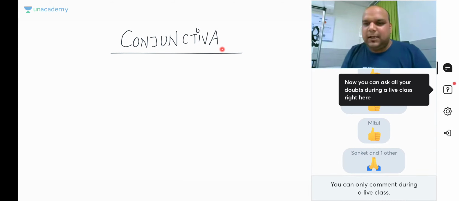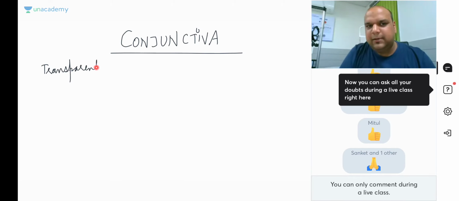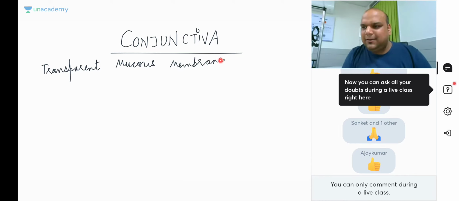Okay, guys, brilliant. So let's start with our next chapter, and that is conjunctiva. Now, what is conjunctiva? It is a transparent mucous membrane, which is lining my eyeball on the anterior side. Now, I'll bring up a photograph to explain the parts of conjunctiva, how to nomenclate conjunctiva.